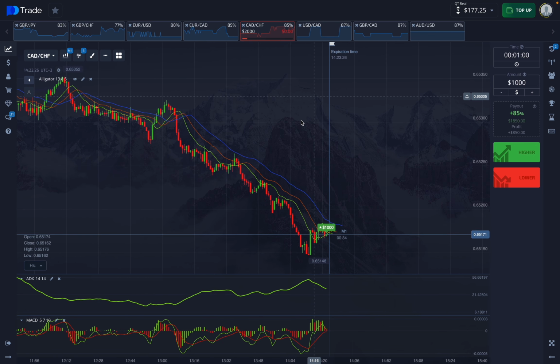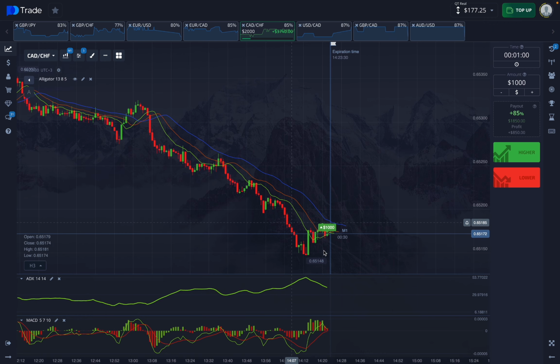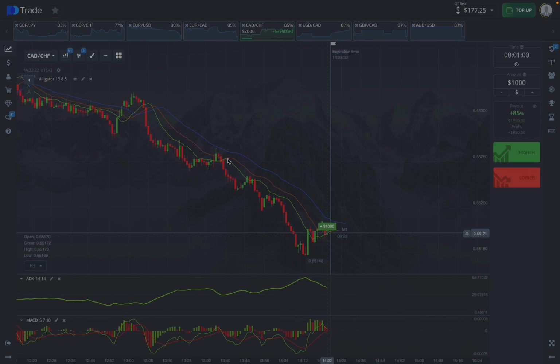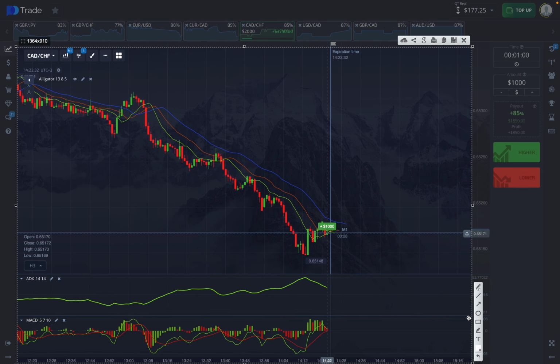It seems that we have a downward dynamic here. And in theory, you can think that we are experiencing a rollback in this area, and further dynamics should go down. But here, the entry logic is slightly different. Now we will be guided by ADX. We see that it reached its maximum value of 53, and then went down.